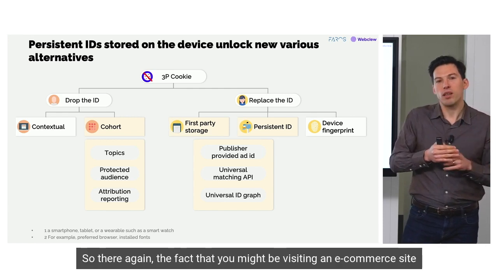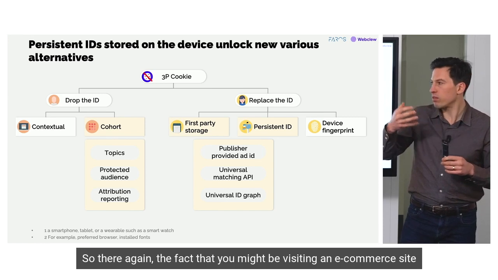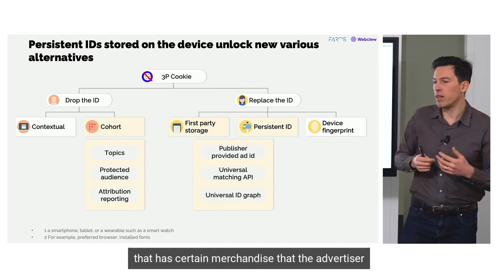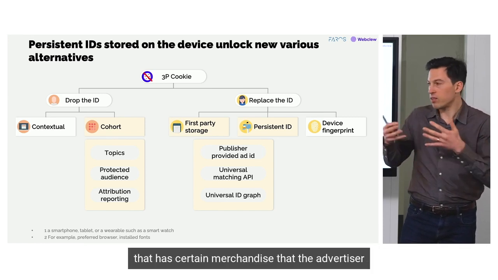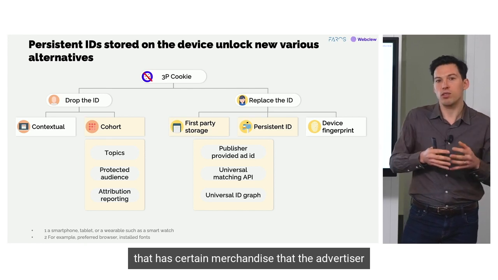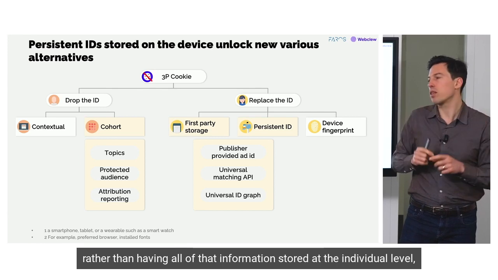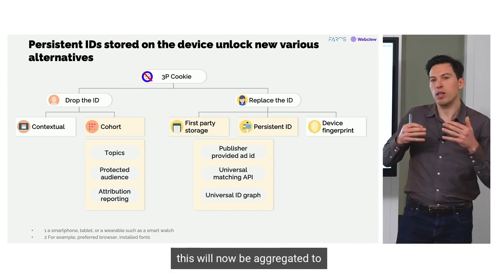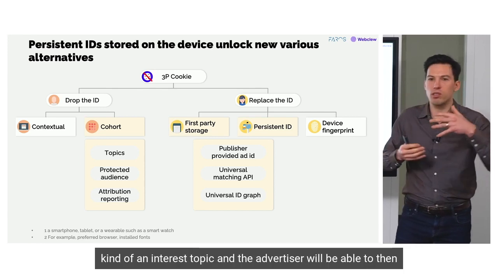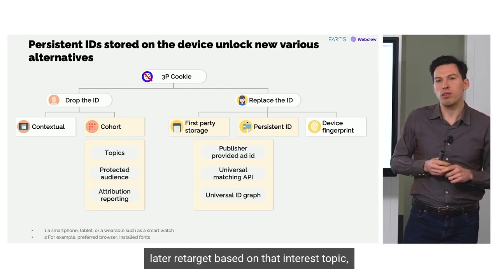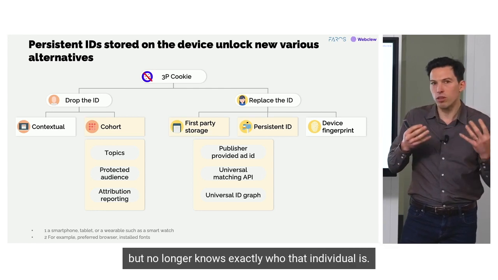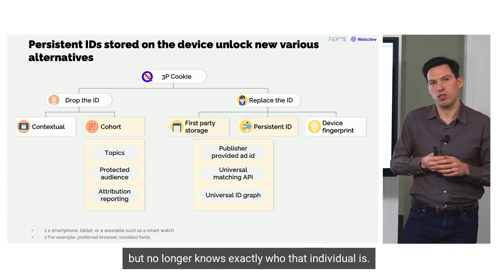The protected audience API tries to use similar tricks to replace remarketing. So there again, the fact that you might be visiting an e-commerce site that has certain merchandise that the advertiser also wants to advertise to you, rather than having all of that information stored at the individual level, this will now be aggregated to a kind of an interest topic, and the advertiser will be able to then later retarget based on that interest topic, but no longer knows exactly who that individual is.